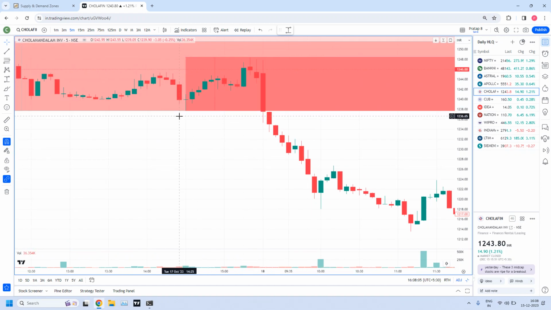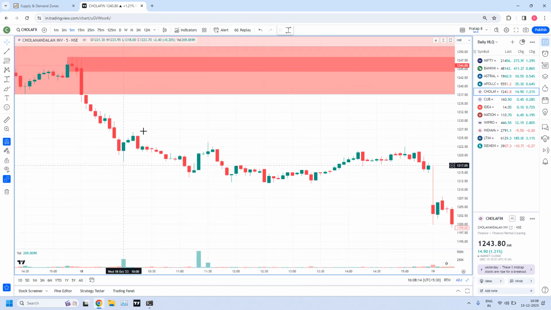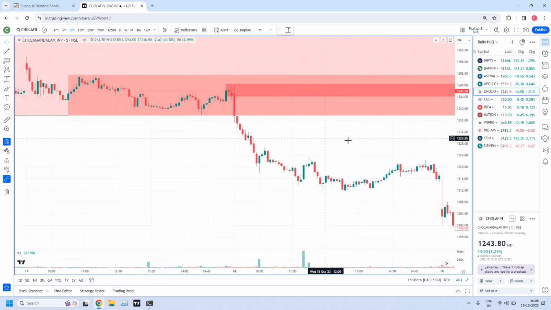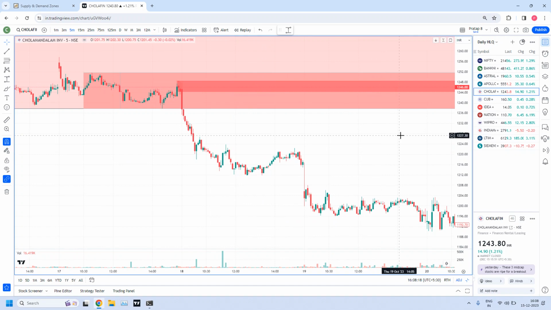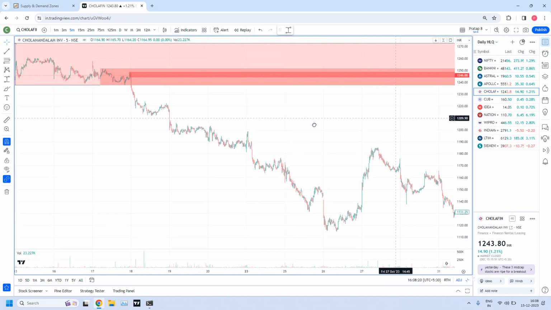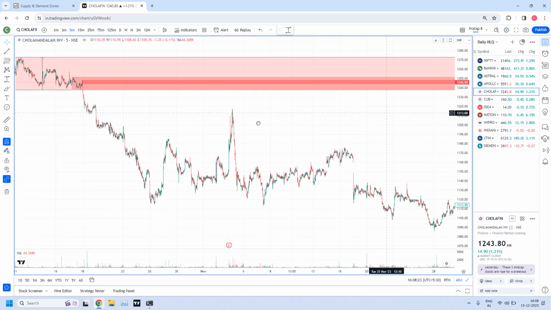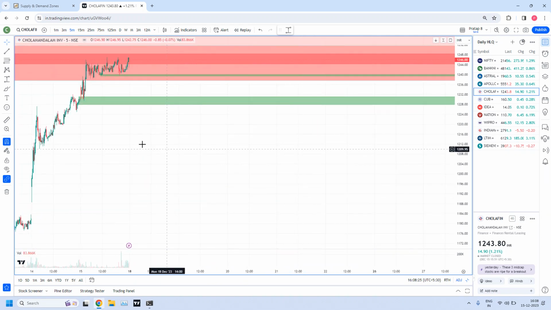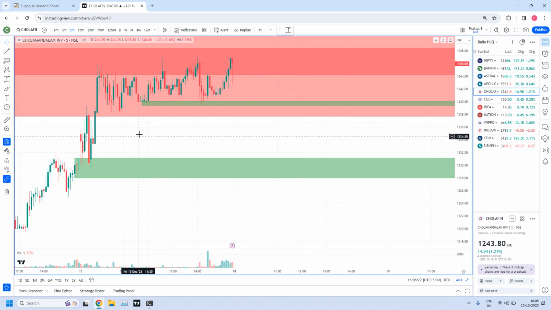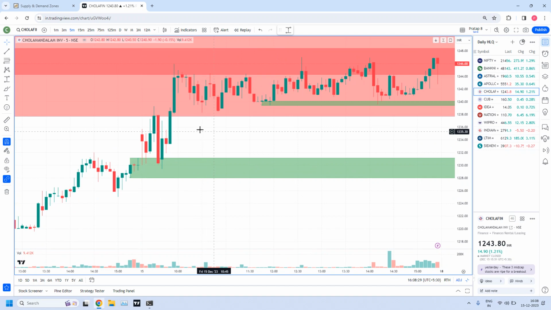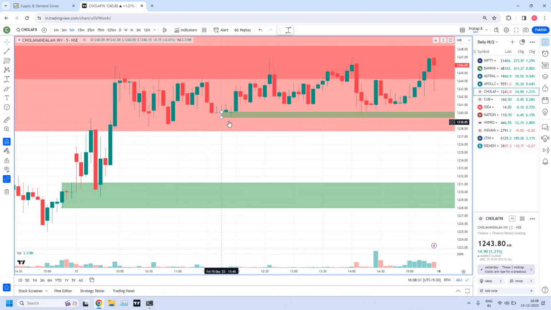We have a rally, two base candles, and an excellent leg out. That way we identified this is a good zone. Actually, this zone is a good zone, it has a lot of liquidity. But what happened today? Today the demand is also very strong from this area.